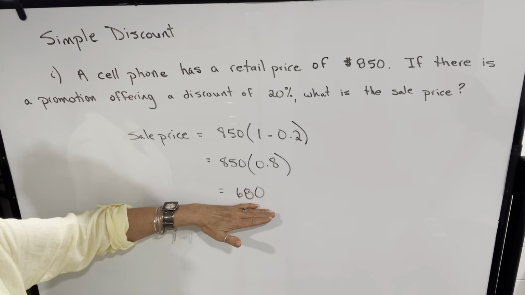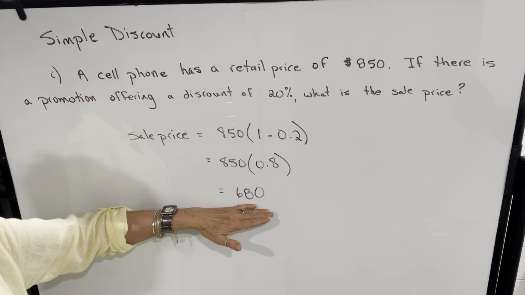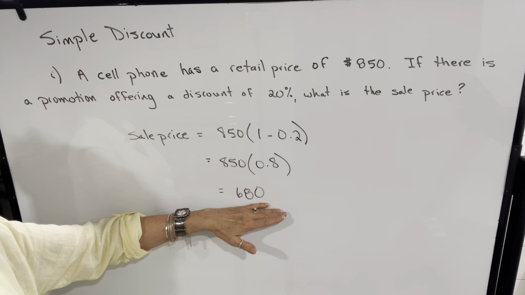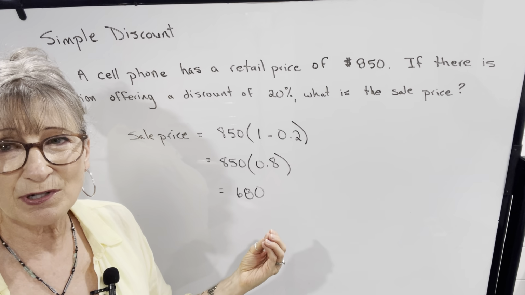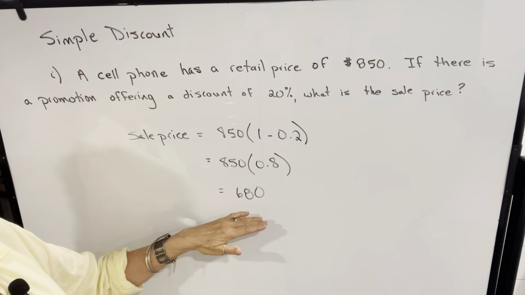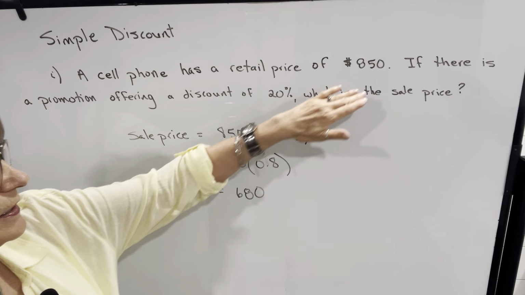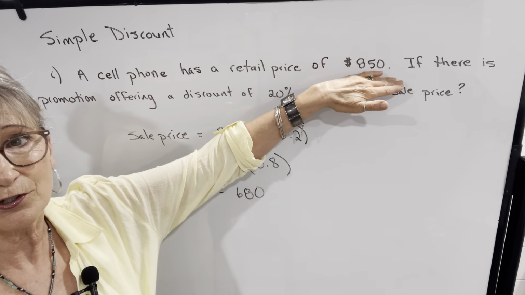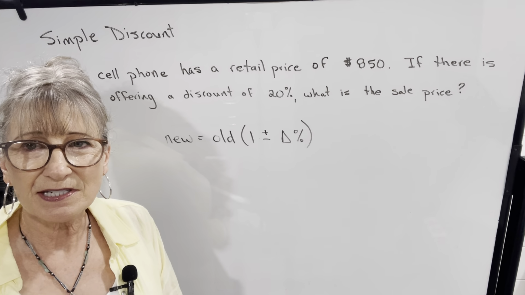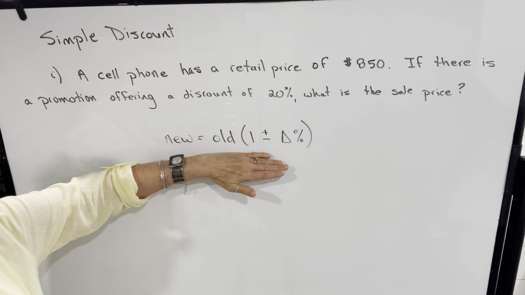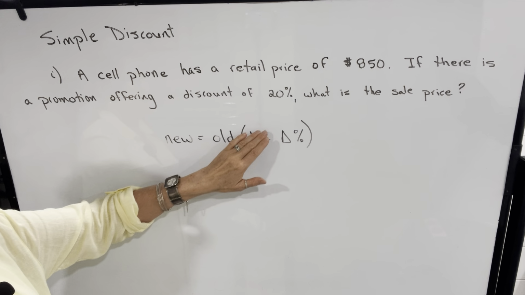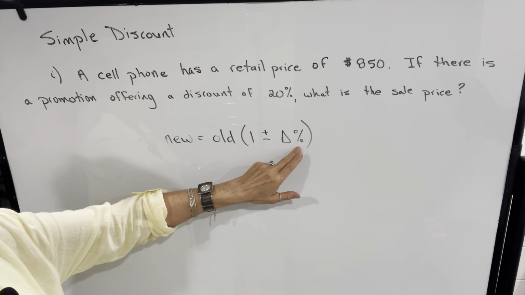So we get the same result as we did when we did it the previous method, but we did it a little faster because we didn't find the amount of discount. Doing it this method doesn't give us the amount of discount. You may not need that, but if you do want to know that value, you would simply subtract 680, the sale price, from 850, the retail price. If you're using a business text, you're probably going to see a formula that looks like this. The new value will equal the old value times 1 plus or minus the percent change.